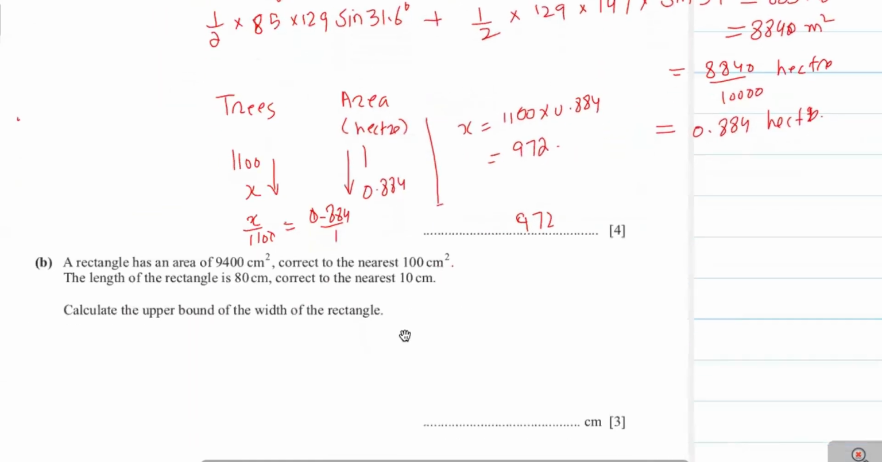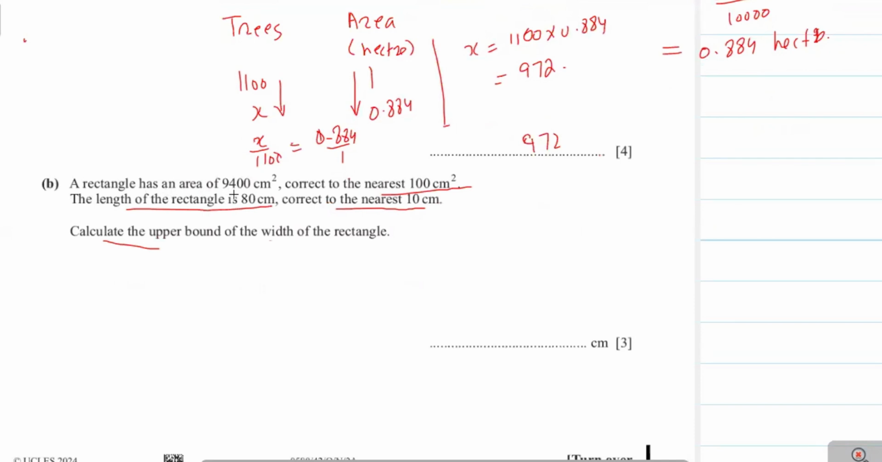Next part of this question, 7 part B, a rectangle has area 9400 centimeter square, length 80 centimeter, calculate the upper bound of the width. The area of a rectangle is equal to length multiplied by width. Therefore, width will be equal to area over length, and we have to calculate the upper bound value, therefore for the area we will take the upper bound value and for the length we will take the lower bound. When we take this ratio, we get the upper bound value of the width.